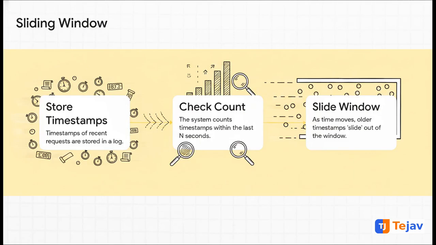So, to fix that burst problem, we get a little smarter with the sliding window. Instead of these hard, fixed 1-minute blocks, the window is constantly moving. Whenever a new request comes in, the system looks back and asks, how many requests have I seen in the last 60 seconds, from right now? It does this by keeping a list of timestamps. As time goes on, the older timestamps just slide off the list. It's a much more accurate picture.